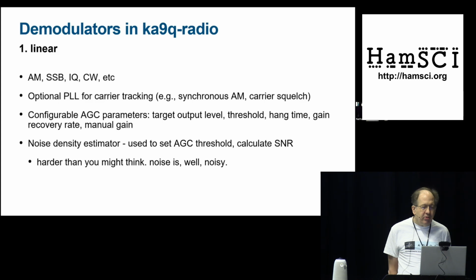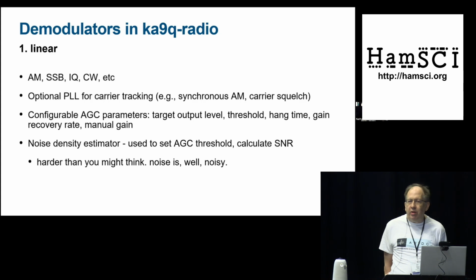The first demodulator is a linear demodulator for AM, sideband, CW, and so forth. And the most generic demodulator is probably the IQ demodulator. It just gives you an IQ stream centered on whatever frequency you want, and then you can go from there and record it, demodulate it, whatever, with some digital mode, for example, like WSPR or FT4 or FT8. There is an optional PLL for carrier tracking for synchronous AM. I also use it for carrier squelch for listening to AM, VHF AM aircraft radio.